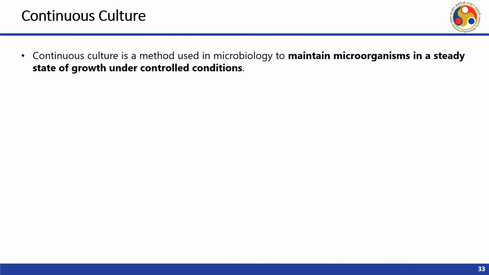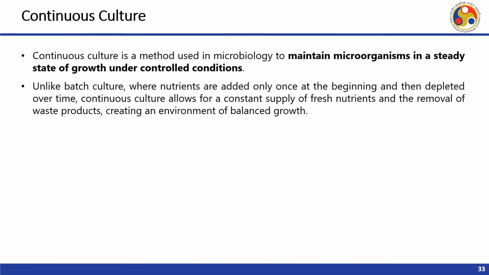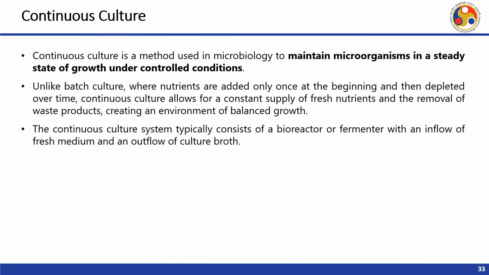Then we have the continuous culture, which is a method used in microbiology to maintain microorganisms in a steady state of growth under controlled conditions. Unlike batch culture where nutrients are added only once at the beginning and then depleted over time, continuous culture allows for a constant supply of fresh nutrients and the removal of waste products, creating an environment of balanced growth.